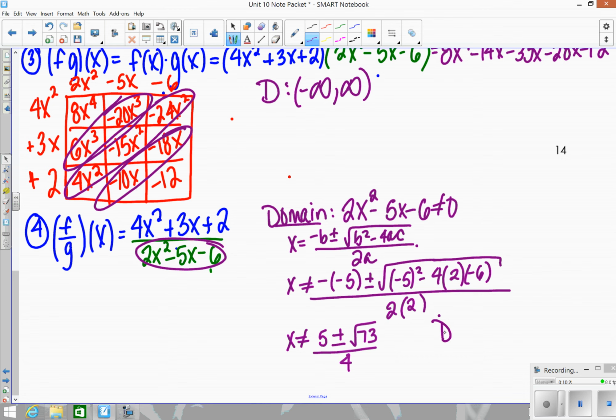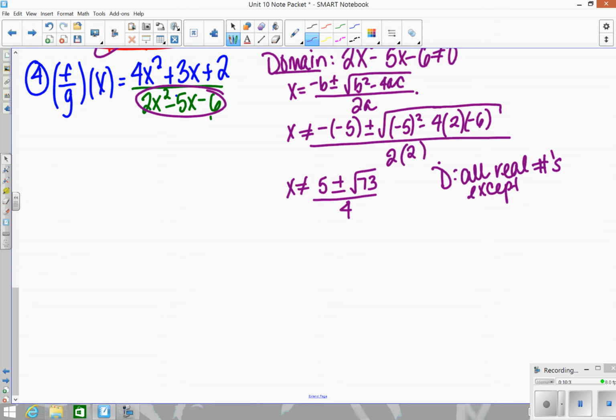So the domain: all real numbers except x equals 5 plus or minus radical 73 over 4. Now, to write that in interval notation, you imagine a number line where you have two of these. So you have 5 plus radical 73 over 4 and 5 minus radical 73 over 4. So you'd have 3 sections on your number line. So basically it's going to go from negative infinity to 5 minus radical 73 over 4. So that's going to be the smaller one.